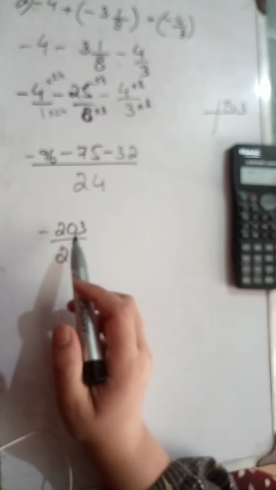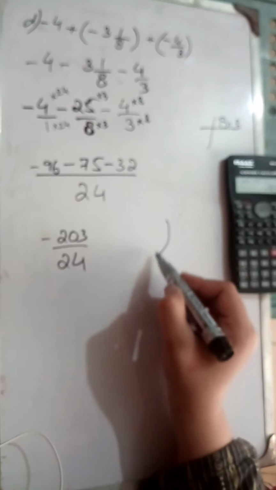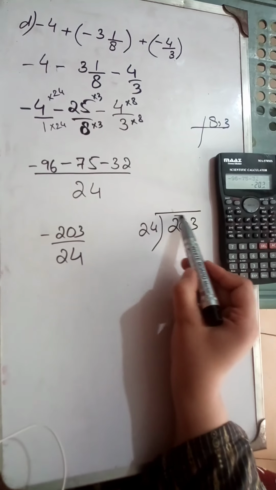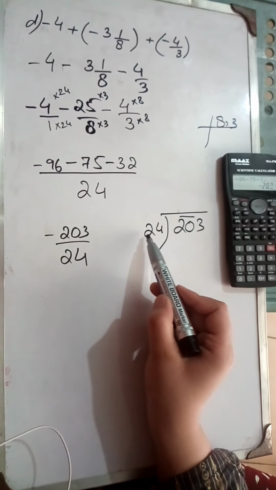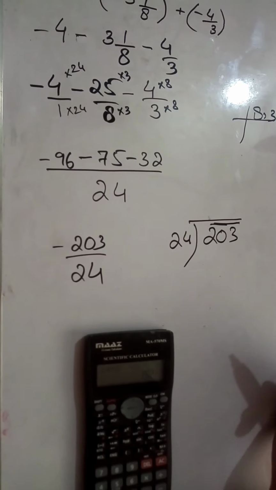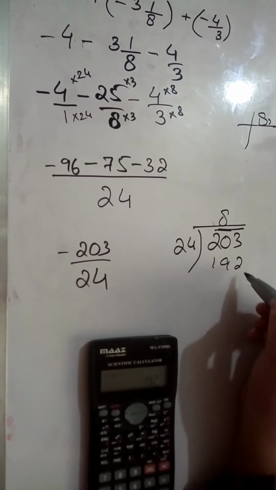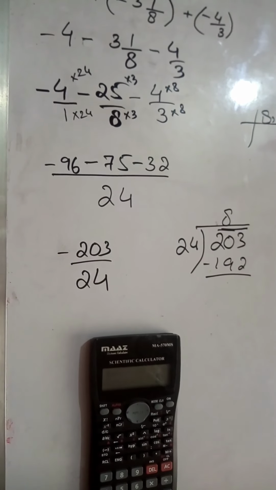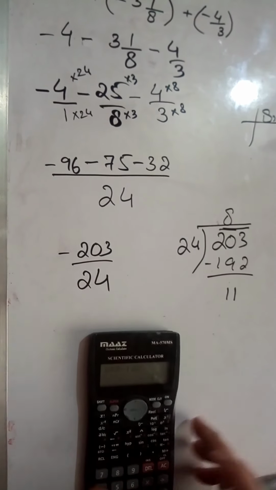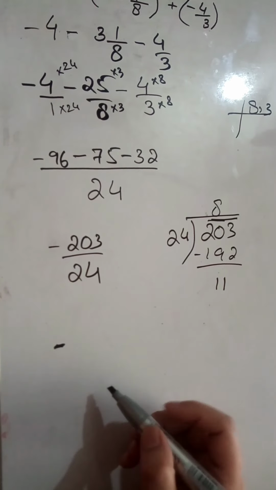Now it is an improper fraction. We simplify further because the numerator is greater than the denominator. So we divide 203 by 24. When you consider the first two digits, 20 is less than 24, so we consider 203 at a time. So 24 multiplied by 8 is equal to 192. Now subtract: 203 minus 192 is equal to 11. So we write this division in mixed form. What sign do we have? Minus. So put the minus sign as well.